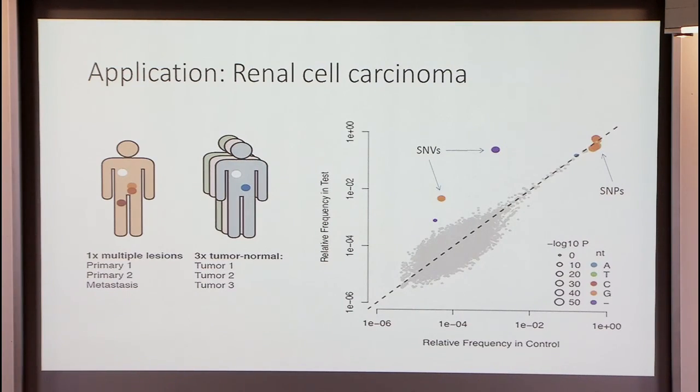the same type of plot I've been showing you earlier. This is the frequency in the normal control. This is the frequency in the test, and the test here is the tumor sample. And the contour lines of the test are removed from this plot, but these are SNVs that we would call. They're highly significant, in fact, and we would also detect germline variants called SNPs here in this example.